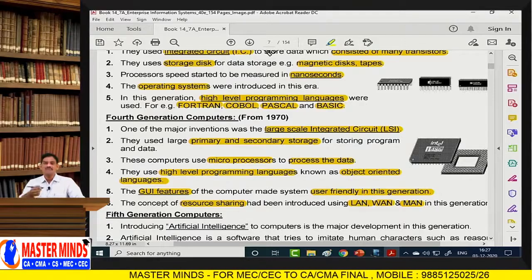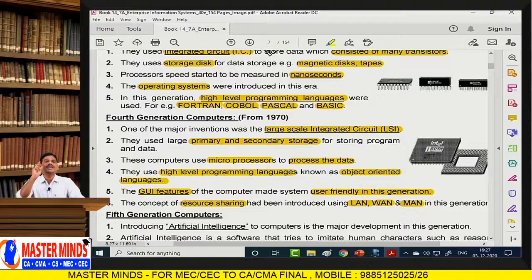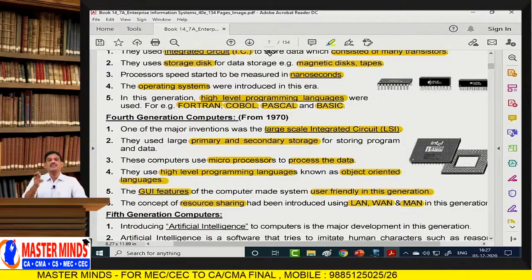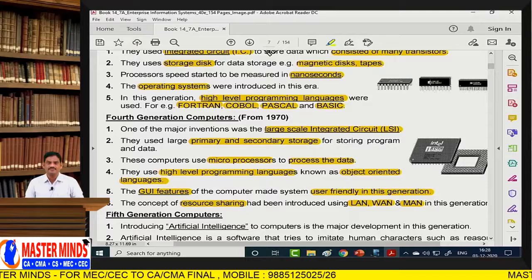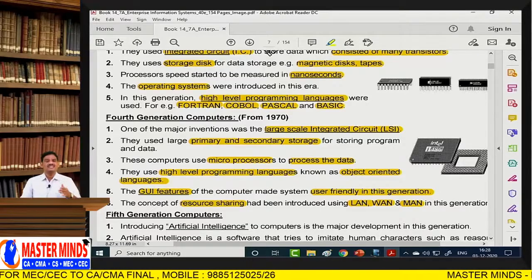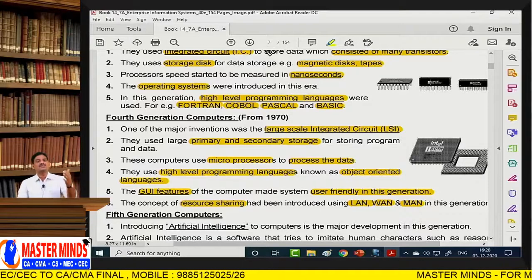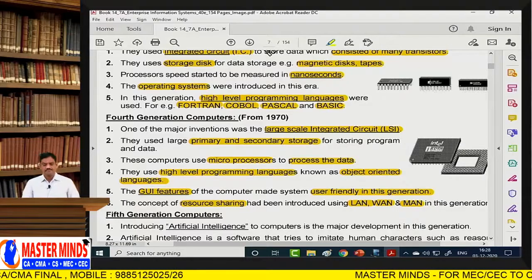For example, if you go to any internet center, we have a single printer. This single printer is shared by all the computers in that store. So, resource sharing: the same resource can be shared by multiple computers.